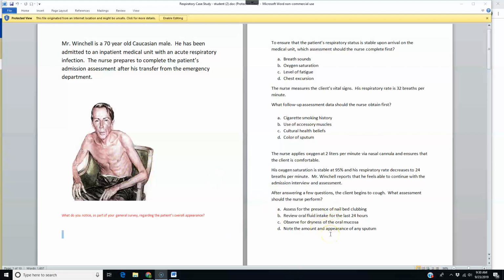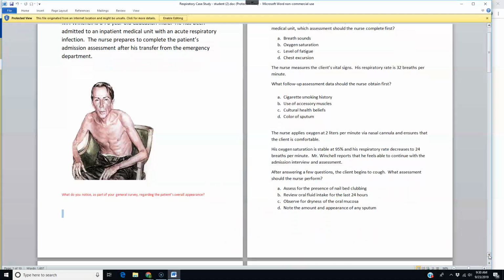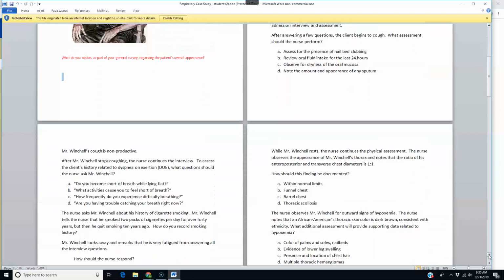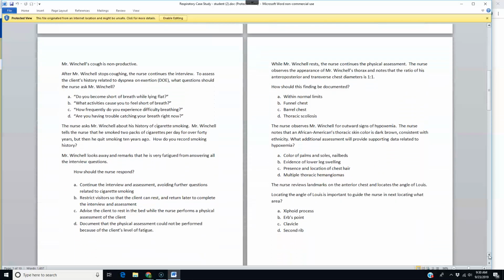Because of this sputum and what comes back with the culture and sensitivity, we may have to put these patients on an antibiotic. So sputum is huge, and it can tell a lot about your patient's health. Okay, right now we see that Mr. Winchell's cough is non-productive.